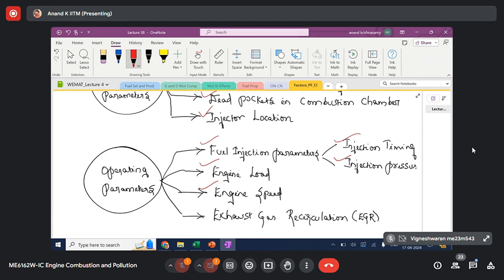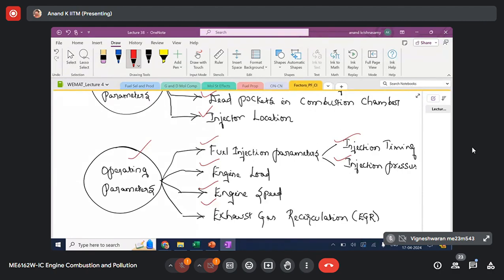Now here we are looking at how these operating variables affect the pollutant level. Then there is something called exhaust gas recirculation. You are recirculating a fraction of exhaust, which is a combustion product, into the engine cylinder. That is again an operating variable. You can vary the proportion of exhaust gas that you recirculate into the engine cylinder, and that is going to affect the primary pollutants from a diesel engine.